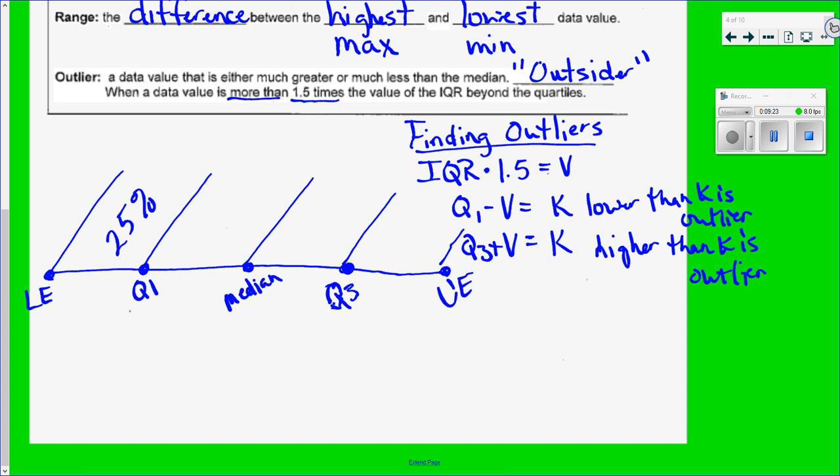So how much of the data do you think lies between Q1 and the median? 25%. What about between the median and Q3? 25%. And between Q3 and the upper extreme? 25%.